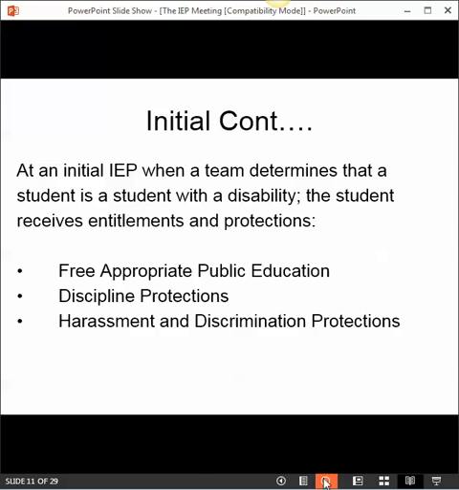At an initial IEP, when a team determines that a student is a student with a disability, the student receives entitlements and protections that follow them throughout the whole time they have an IEP. They're entitled to a free appropriate public education. They have some discipline protections that general ed students don't have, and we'll talk about that in the discipline section. And they have harassment and discrimination protections based on their disability.